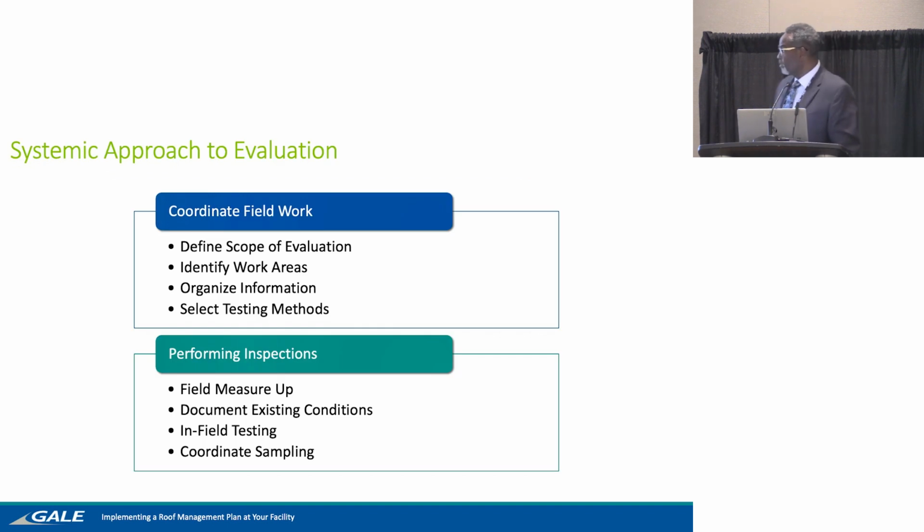This little slide I put in here because there's a systematic approach to gathering all that data. Again, you want to define the scope of the evaluation, identify your areas you're going to be working on, what roof area you're going to be working on, organize your information, and then in some cases there may be some testing that you have to do. It could be destructive or non-destructive, and we'll talk about that in a second. But you got to do your field measure-ups when you're doing your inspections. Document those existing conditions. And I mentioned testing already. We'll get into that. And then you might have to even take some samples.